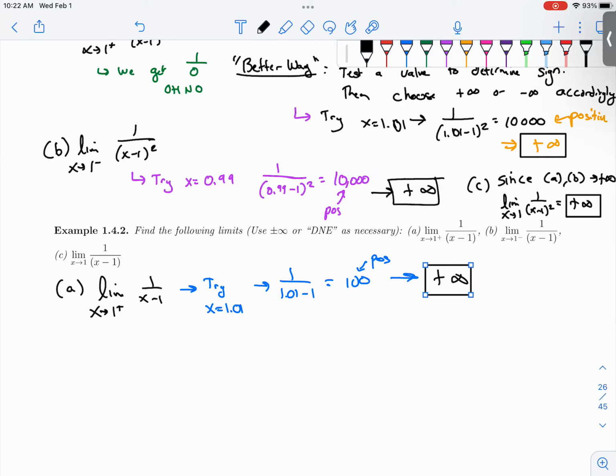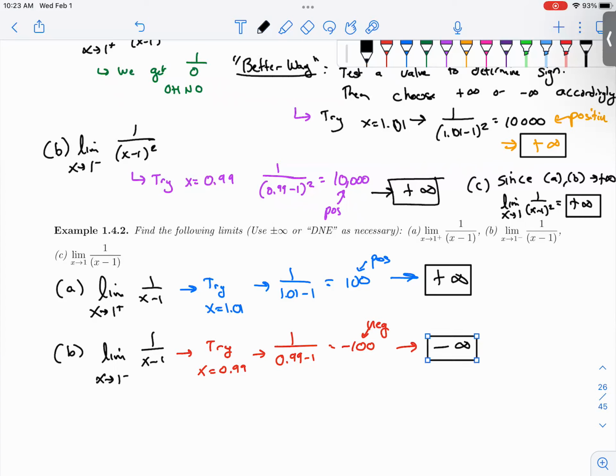However, if you approach it from the left, the limit as x approaches 1 from the left-hand side of 1 over x minus 1, we'll try x equals 0.99, and you get 1 over 0.99 minus 1, which will equal negative 100. So that's negative. So the answer is going to be negative infinity for the second limit. So as you approach it on the left, it goes to negative infinity. Yes? No, it's squared, right? Yes, it's not squared. Part B is not squared. Or example 1.4.2 is not squared.